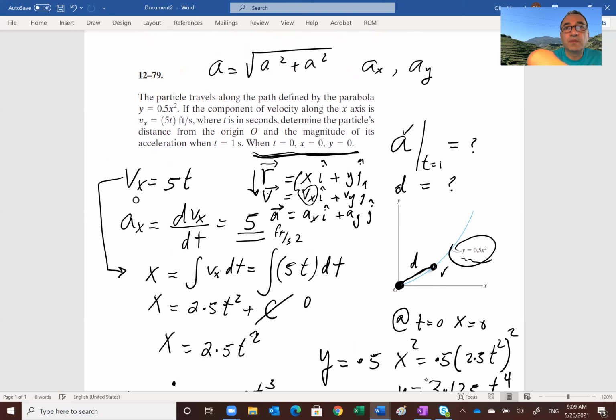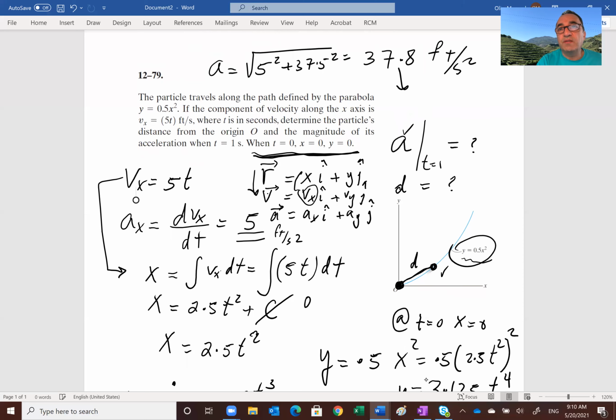Here we go. The x component was 5. The y component I just determined for you, 37.5, squared. Let's see what we get here. 37.8, guys. 37.8 is the outcome of this radical, in feet per second squared. This is the magnitude of acceleration at t equal 1. All right, so it wasn't that bad. We just have to manipulate the equations a little bit.